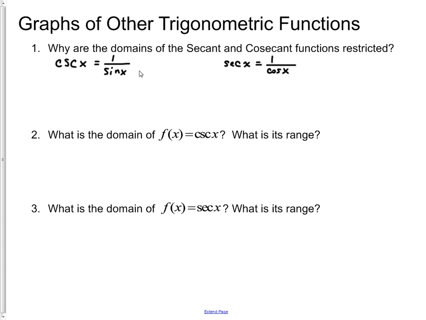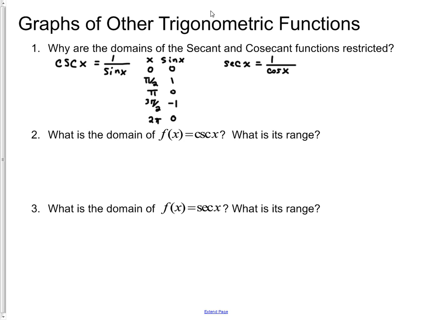Let's think about this. If we have x and we have sine of x, we know that in one basic cycle of the function, when x is equal to 0, sine of x is equal to 0. When x is equal to pi over 2, sine of x is equal to 1. When x is equal to pi, sine of x is 0 again. And when x is at 3 pi over 2, sine of x is equal to negative 1. And then finally back at 2 pi, we see that sine of x is equal to 0.